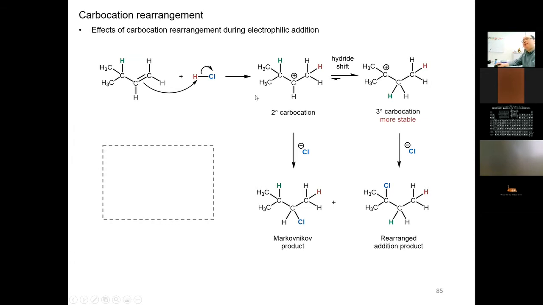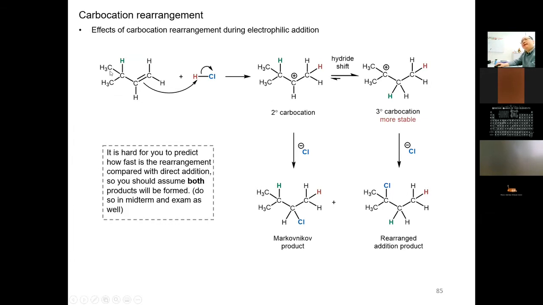All right. So if in the exam I list these 2 starting materials and ask you to write down the product of these reactions, I know it is very hard for you to predict how fast the rearrangement is, or which product is bigger and which is a smaller amount, right? So I'm asking you to assume both products will be formed. Okay, so if I give you these 2 starting materials, and it will generate a carbocation that has the probability to rearrange, then you need to write both of the products, the Markovnikov product and the rearranged product.